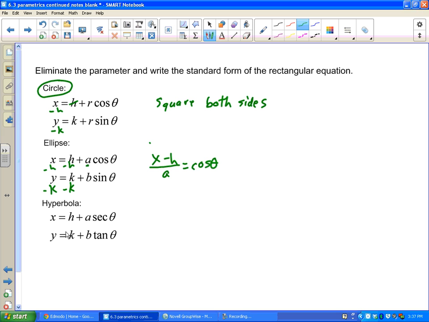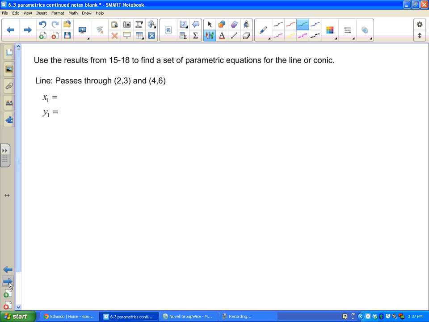And same with the hyperbola. We're going to subtract h and divide, and then look up what this identity with secant and tangent was and see if you can see what's going to be different between the standard form of an ellipse and a hyperbola. So that's what's going on with those.